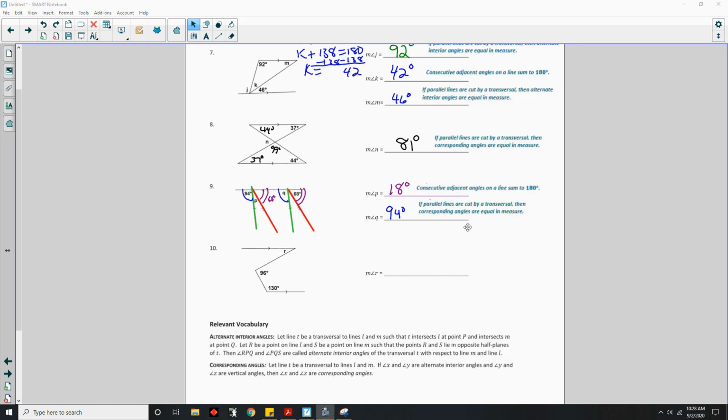Okay, so here are my reasons. For P, consecutive adjacent angles on a line sum up to 180. For the measure of angle Q, if parallel lines are cut by a transversal, corresponding angles are equal in measure. That was for finding Q and this unknown over here, actually. But either way. Okay, so the measure of angle R in this case. So we have 130 degrees.